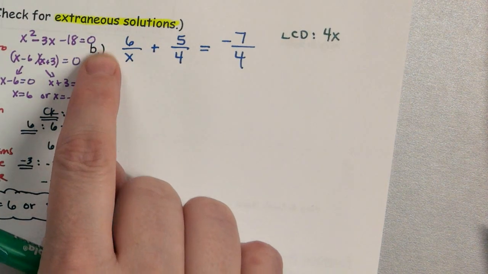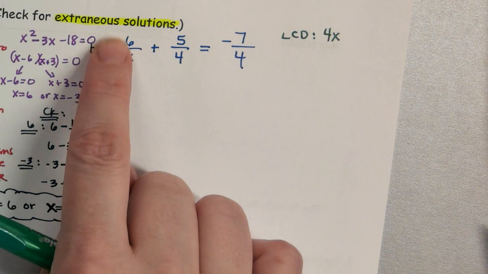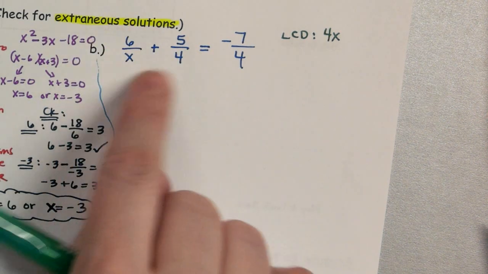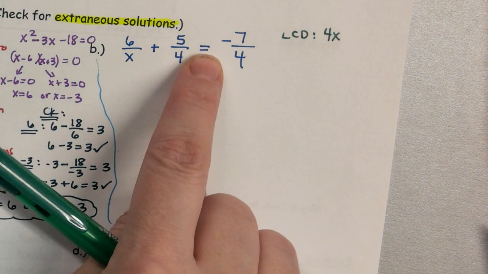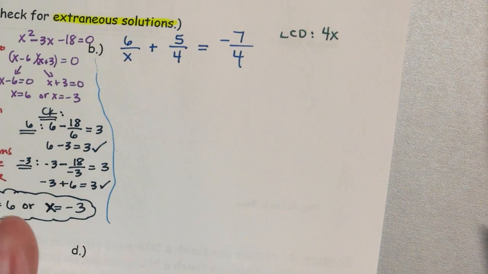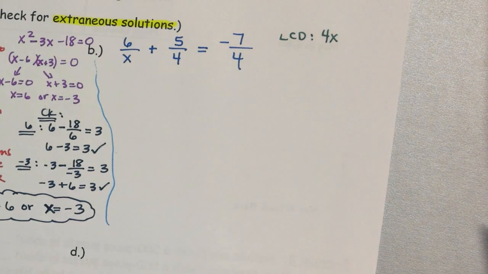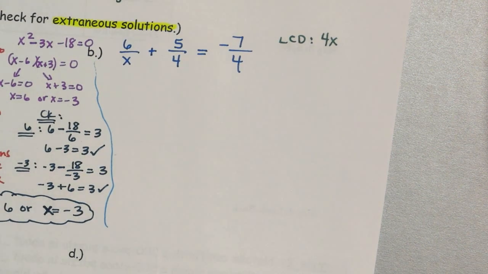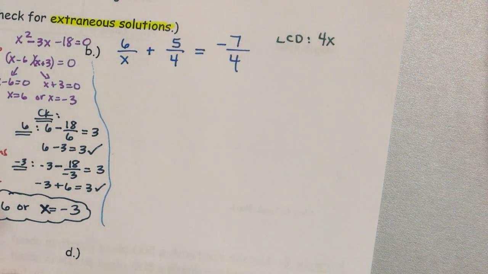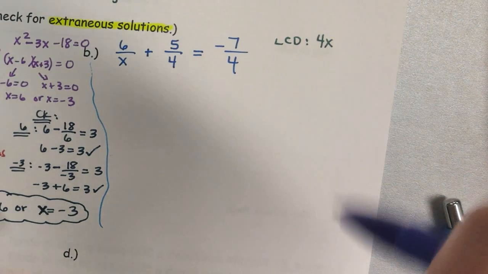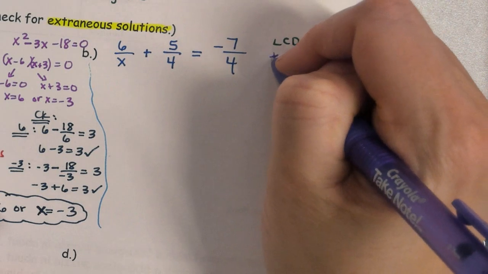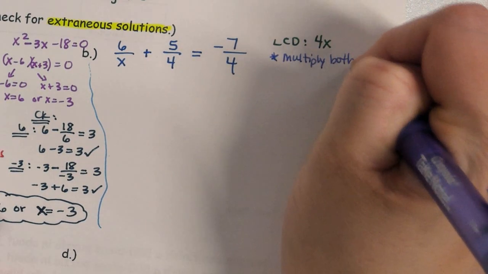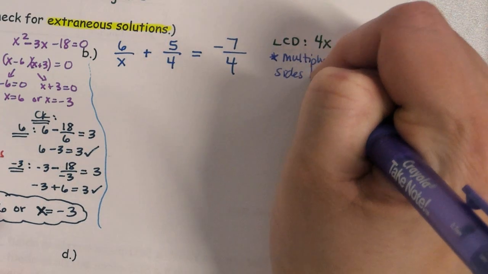So if we were doing this like the first one, we'd multiply the top and the bottom by 4, multiply the top and the bottom here by x, and then we'd have a fraction equal to a fraction, and we could cross multiply. And that would be fine. You could still do that. Like I said, I'm going to show you a new strategy that gets rid of the fractions right away. And the new strategy that you can use is, once you know what the LCD is, you can multiply both sides by the LCD.